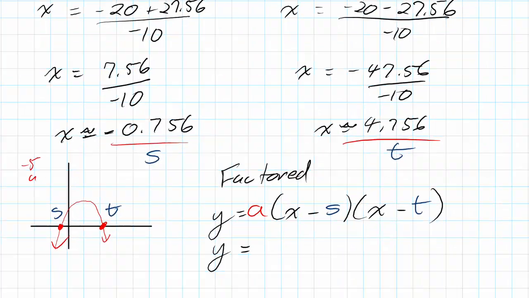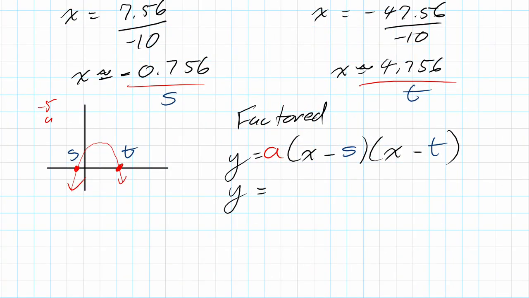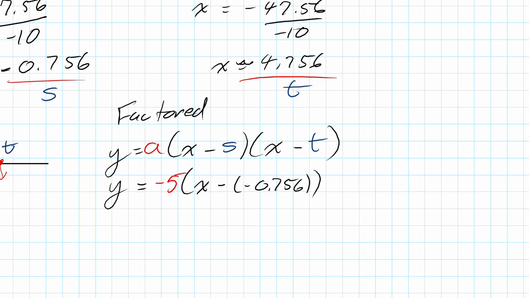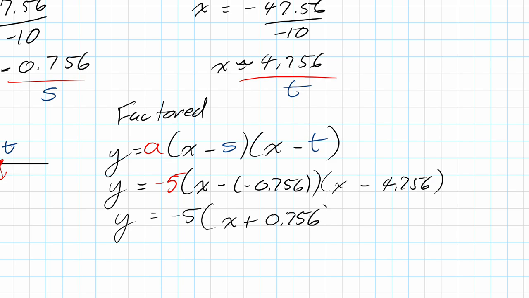And so what's unique about all these different forms is the a value is always the same. We have negative 5. And then x subtract s value is negative 0.756. And the t value, we have x minus 4.756. We do a little simplifying. Y is equal to negative 5, x plus 0.756 times x minus 4.756. Now these are approximations, but this is a pretty good approximation.